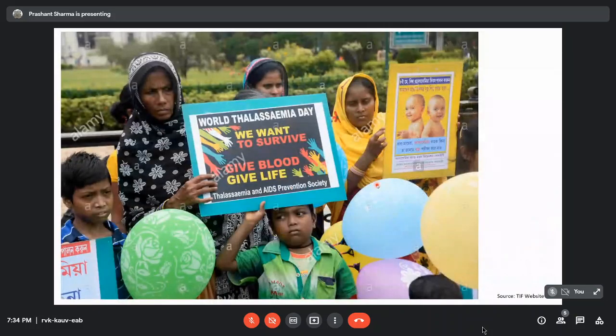These disorders, unfortunately, disproportionately affect the lower and the middle income countries of the world. This is a picture from Bangladesh, where these are children with E-beta thalassemia, one of the most common causes of non-transfusion dependent thalassemia worldwide, on World Thalassemia Day.